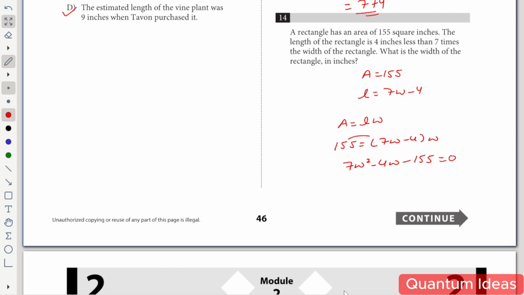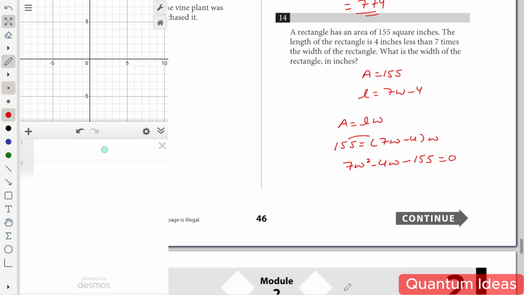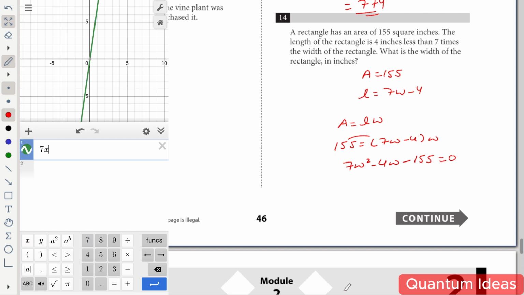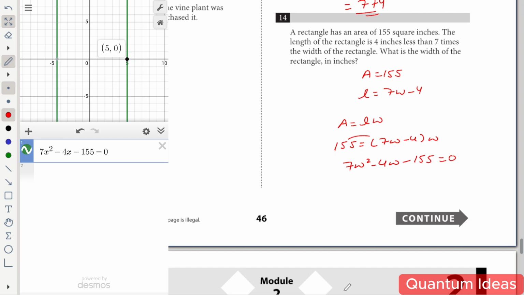Okay, let's see. First of all, 7x square minus 4x minus 155 equals 0. So there are two solutions you can see. One is a positive solution, another is a negative solution. We are going to ignore the negative solution since width is always positive. So our final answer will be W equals 5. So let's move to the next one.